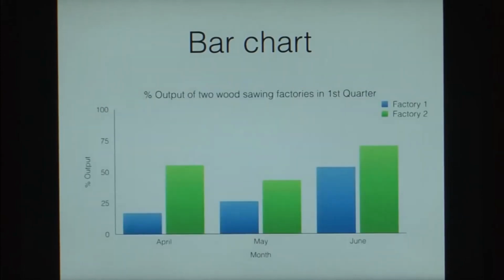Next, we have a bar chart. A bar chart is useful for both categorical data and for ungrouped discrete frequency distributions. So, let us have a look at a bar chart. This bar chart in the example depicts the percentage output of 2 wood sawing factories in the first quarter.